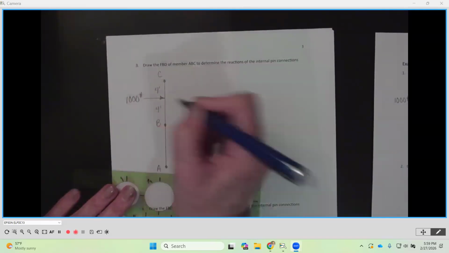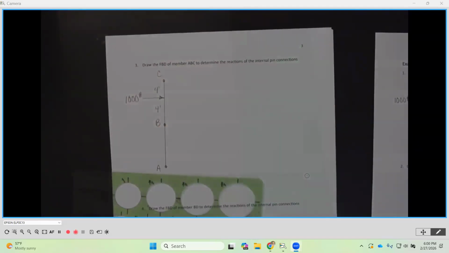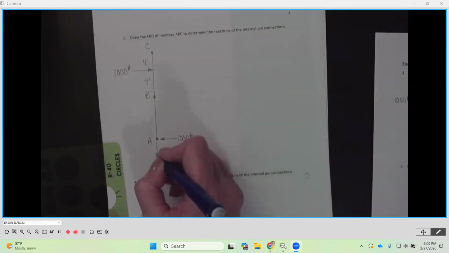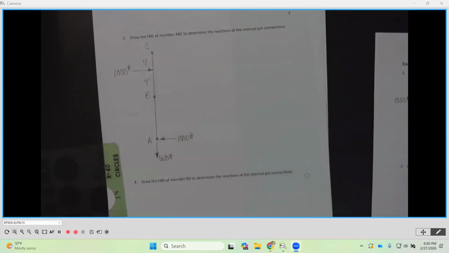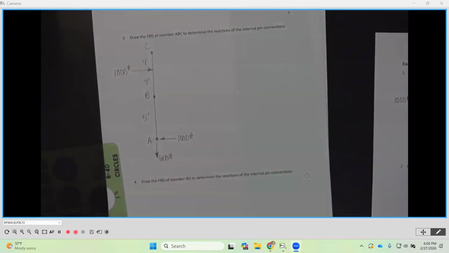And there's 4 feet here and 4 feet there. Okay. Then I have my AX and my AY. And remember, we changed their directions to go to the left and they're going to stay in those directions. So this is 1,000 pounds, which is AX. AY was going down and that was 600 pounds. And then this is 5 feet. Those are the external loads, all right? The reactions and the applied load.